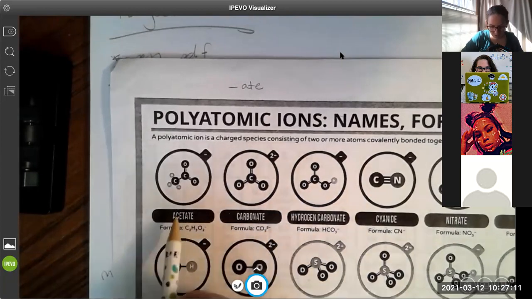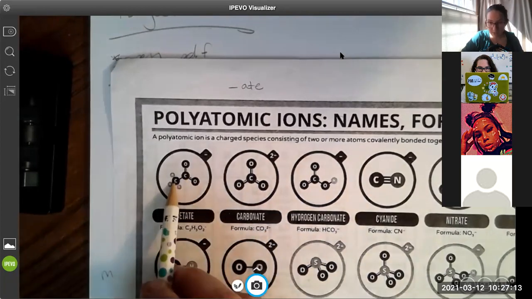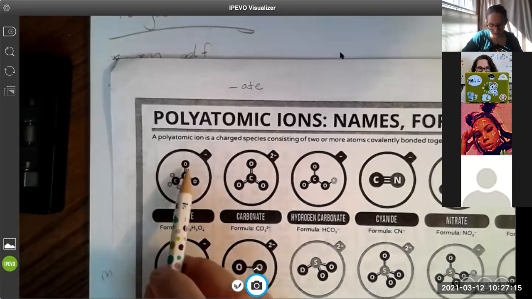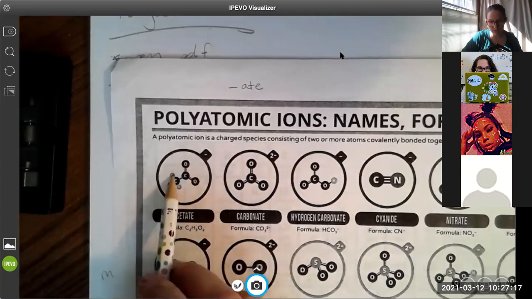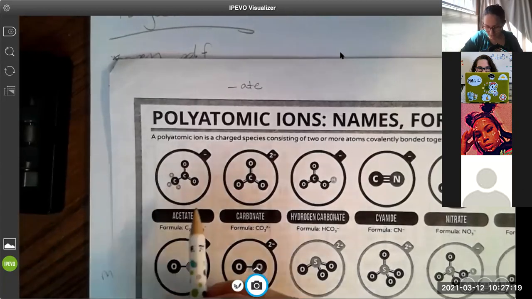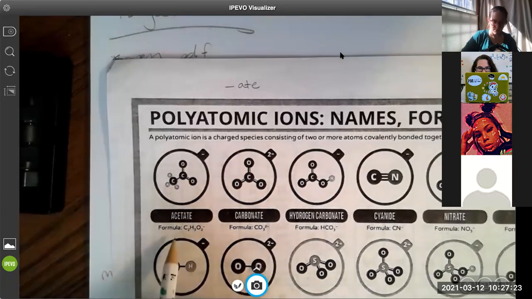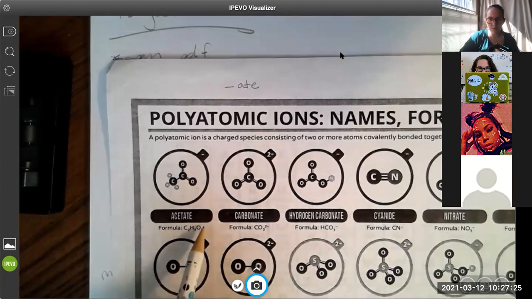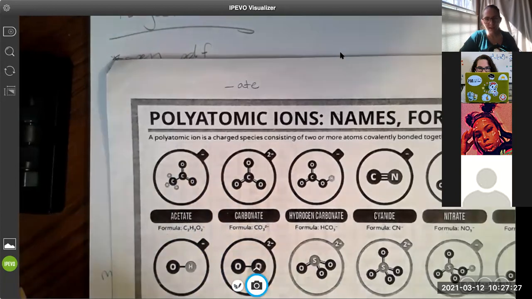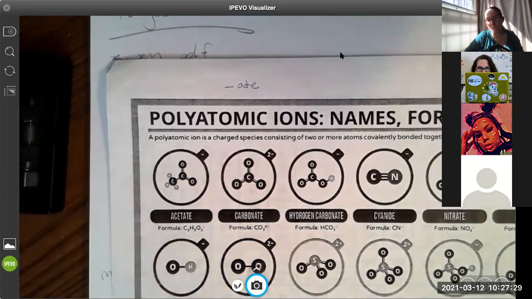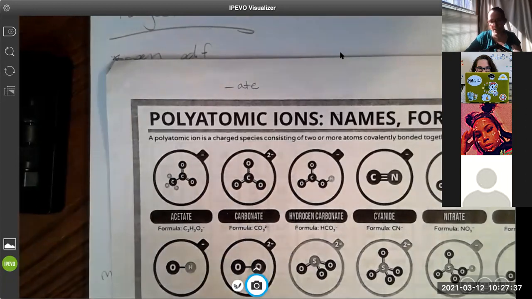We could do it for this one also. Acetate has 2 carbons, 2 oxygens, 3 hydrogens. Same in its formula, 2 carbons, 2 oxygens, 3 hydrogens. Charge of -1, charge of -1. And that's actually most of it for today, just starting to get familiar with this page.